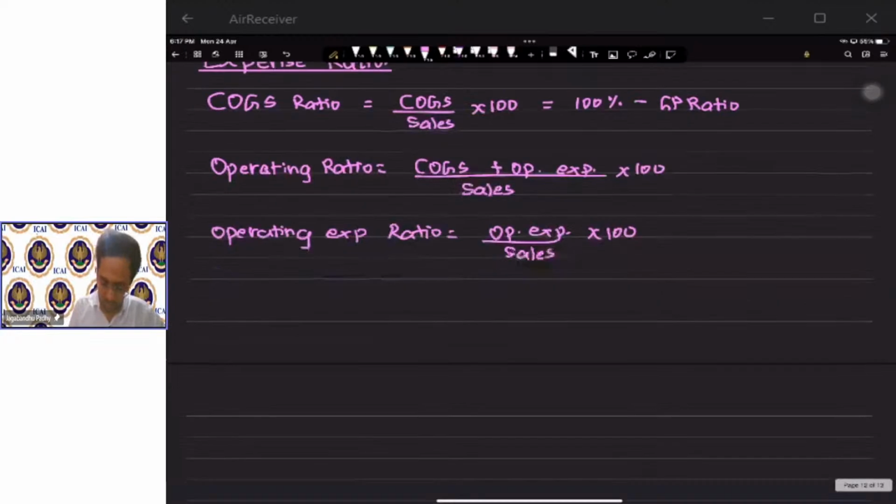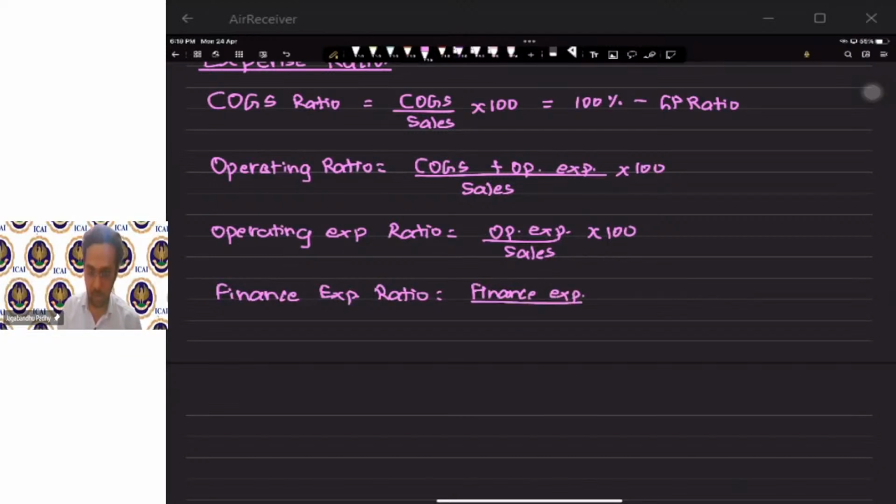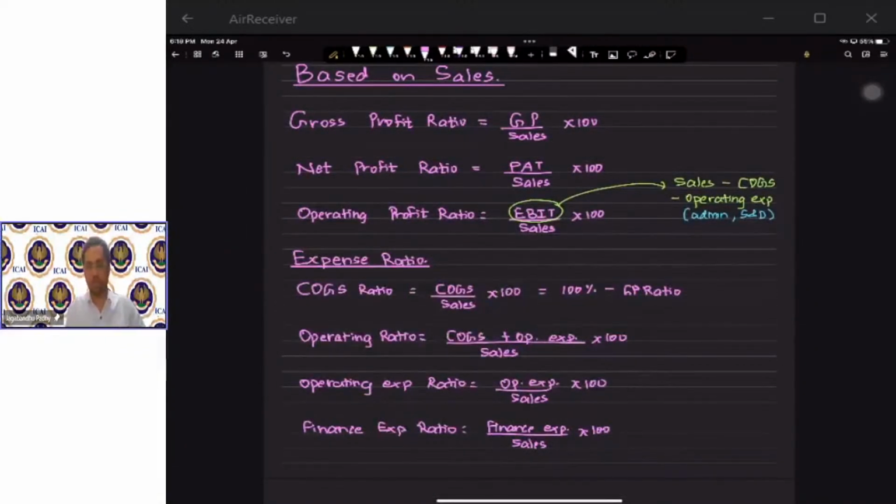And then we have the finance expense ratio. Whatever is the finance expense, upon sales into 100. Correct? So these are your sales-based profitability ratios. Just go through them.